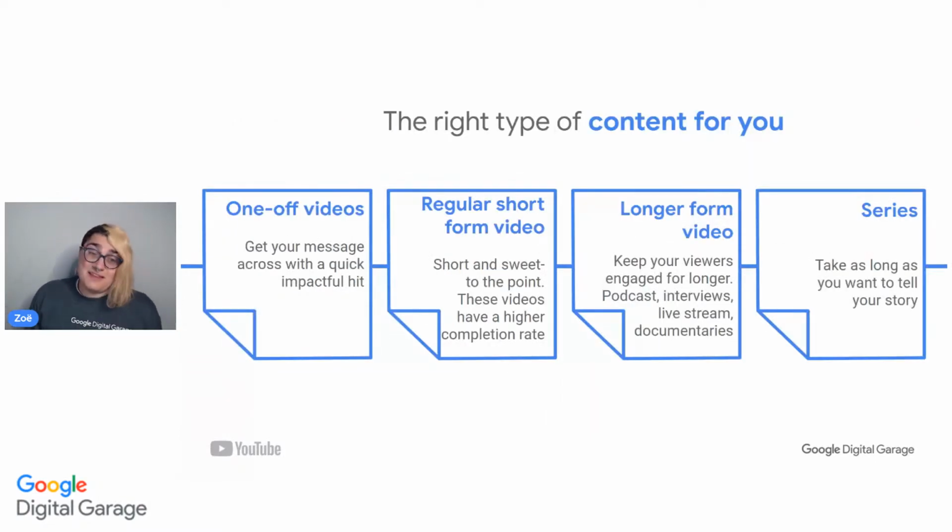But of course, you also want to think about the right kind of content for you. So are you going to create a one-off video, just a short, impactful hit, a quick 3-minute video on this one topic? Are you going to do that regularly? So regular short form video, maybe again, 3 minutes long, but you could release content with a continuous theme, even if it's not the same exact video.